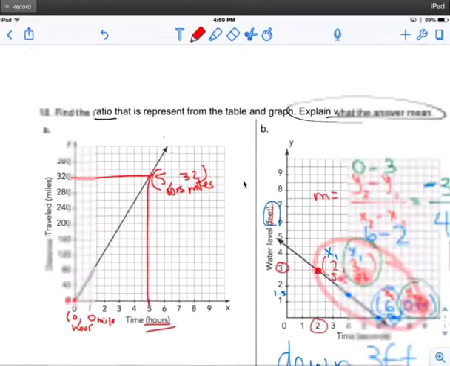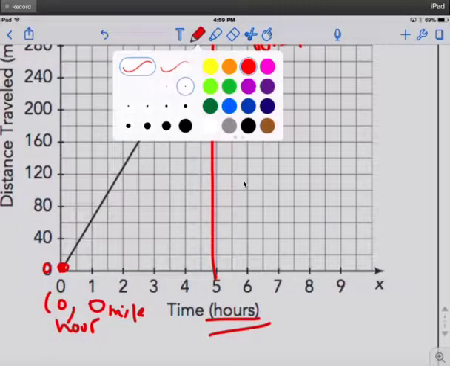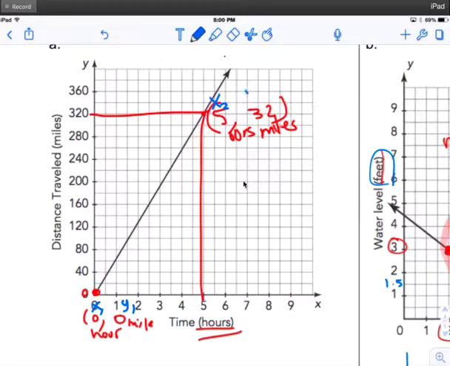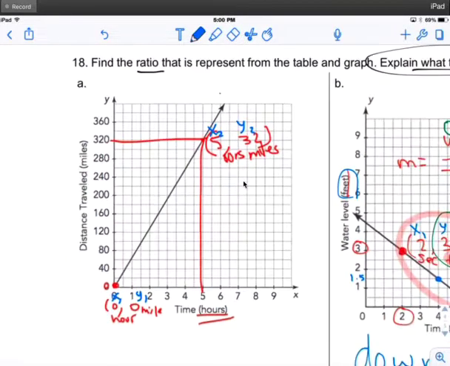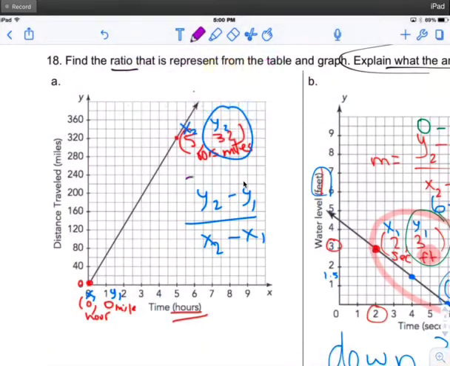310. Okay, so I'm going to stick to this one. This is (x1, y1). Do it in blue so you can see better. This is (x1, y1). (x2, y2). So we do y2 - y1. That's rate of change formula, slope formula, ratio. Over x2 - x1. 32. y1, 0. And these are both in miles. Notice 32 - 0 miles is 32 miles.